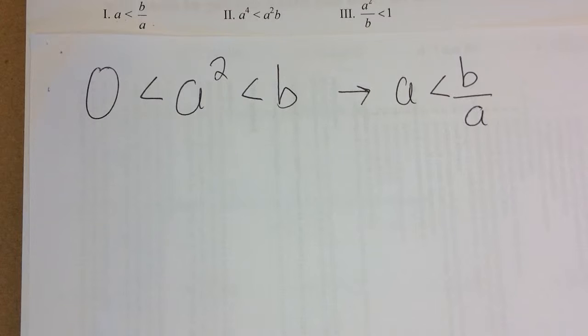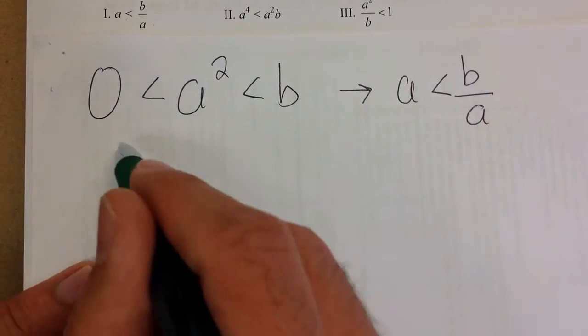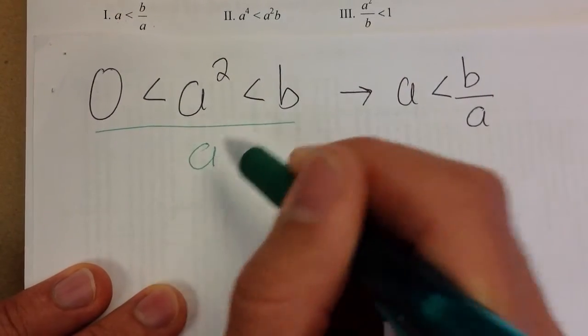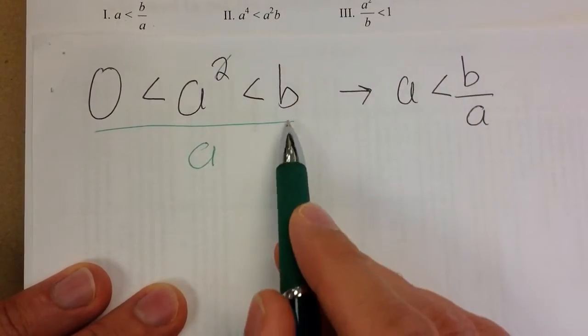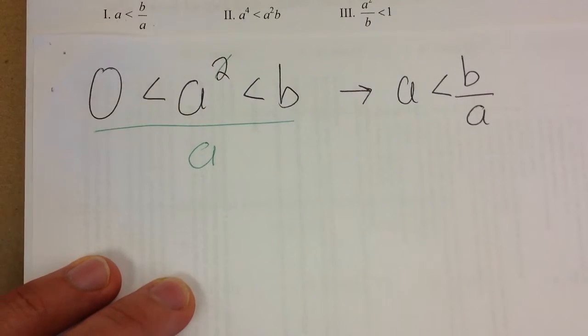Sam. Excellent. You can divide the whole thing by a. That takes this out and it puts an a over that. The 0 doesn't really matter.